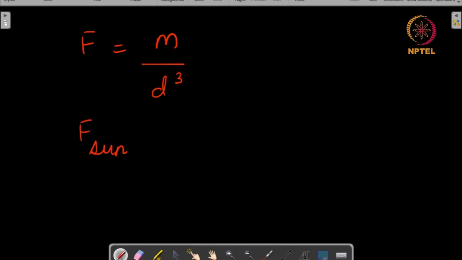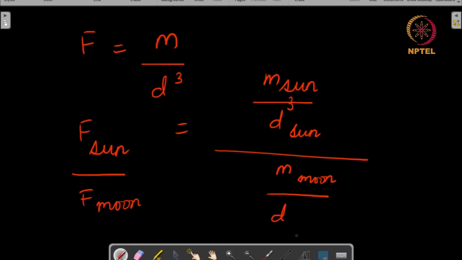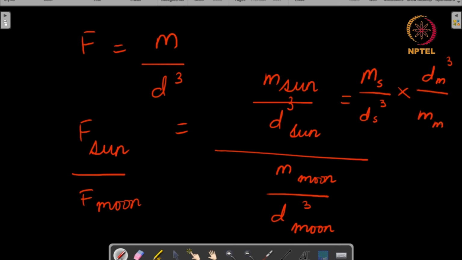So the force of sun divided by the force of moon will be given by the mass of sun divided by distance from sun to the power 3, whole divided by the mass of moon divided by distance from moon to the power 3. So this can be written as mass of sun divided by distance from sun to the power 3 multiplied by distance from moon to the power 3 divided by the mass of the moon.